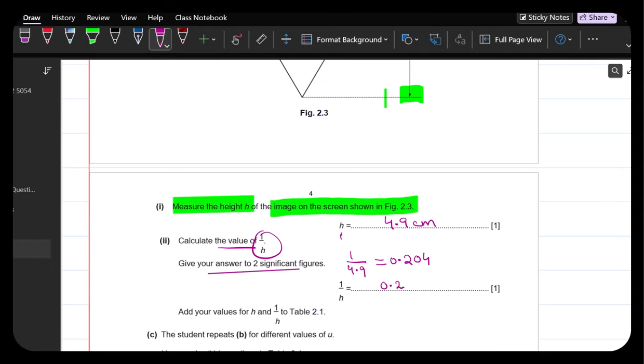I think I am having one more number. Yeah, it is 0.20408, so approximately 0.2041. Then I have to make it to two significant figures. So you can make it 0.20, or you can write 0.21 as well. 0.21 is also acceptable. So we are done with this.